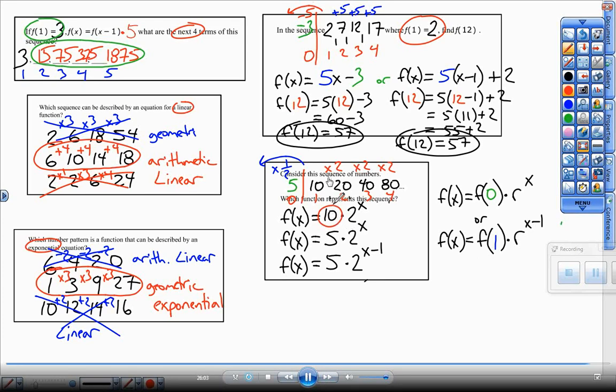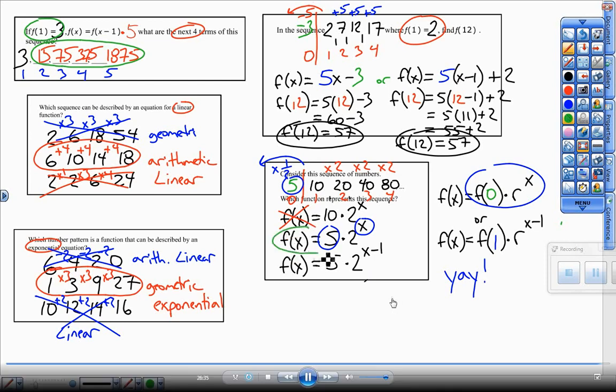This is 10, the first term, times the common ratio just to the plain x power. And because that's not true, that's not the same, that is a bad choice. The second one has the first term, f of 0, and it has the r number 2 raised just to the x power. That is exactly what we want. That one is golden. That one in the middle is the answer.